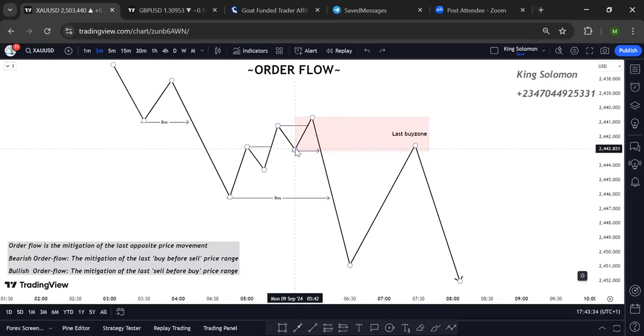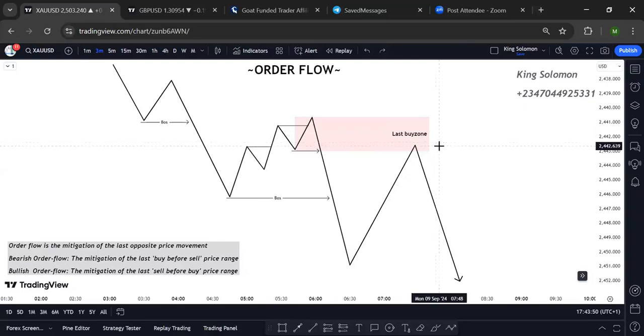That's from this point where price started buying to the point where price sold to break structure to the downside, right? So this is the simple explanation on order flow.